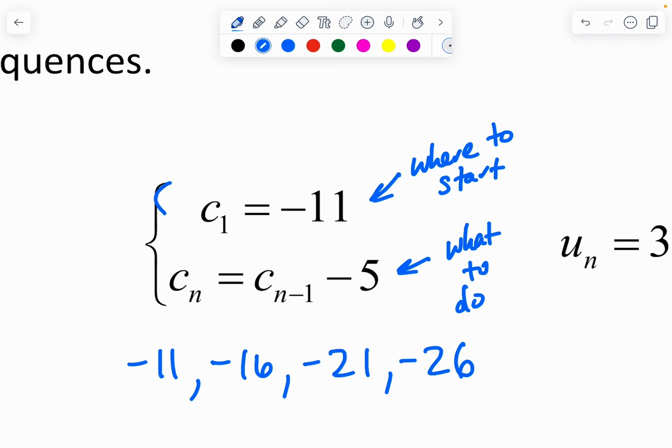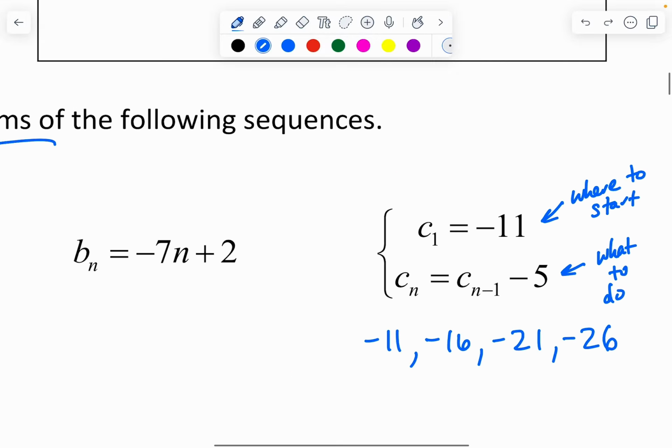I like to see these little brackets. If you're not good at drawing them, practice. I don't really care how you draw them, but we need to group these together because both of those things are required for that sequence.